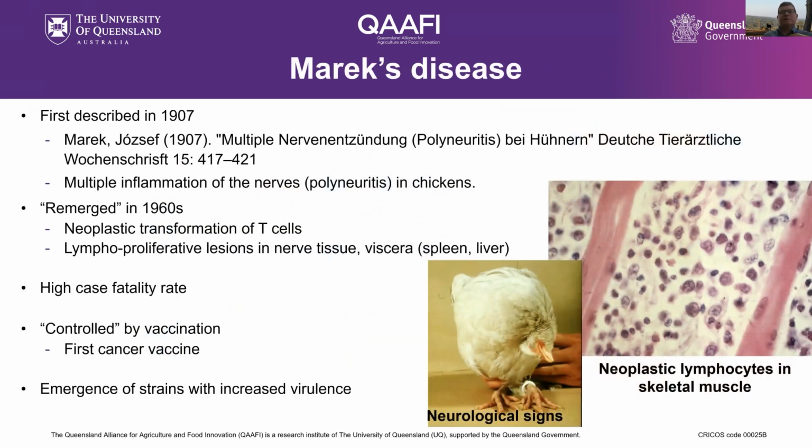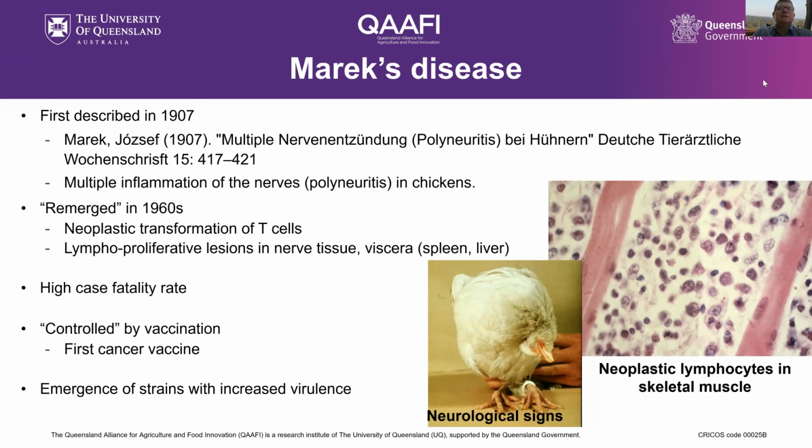So on to the topic today, which is another herpes virus, which, as I said before, primarily infects chickens, called Marek, and the disease it causes is called Marek's disease. It's named after the person that first described it in 1907. Between 1907 and the early 60s, it was a fairly mild disease of chickens.